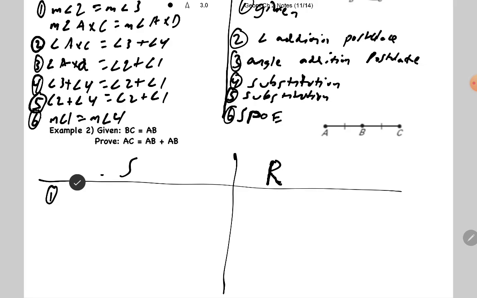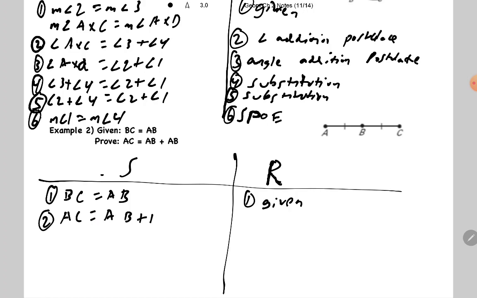So always start off with your given. Our given is BC equals AB. Okay, that's given. 2. Well, we want to prove AC equals AB plus AB. So what is AC? AC equals AB plus BC. And that was segment addition. We're allowed to add 2 pieces together to get a big piece.